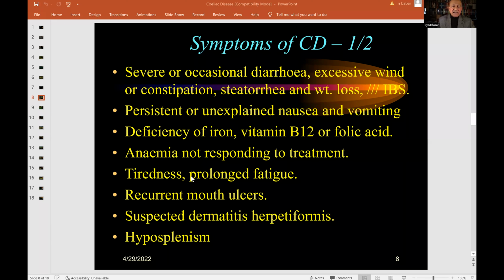There could be tiredness, prolonged fatigue due to the effects of celiac disease or due to deficiencies. There could be aphthous ulcers. There may be development of conditions similar to dermatitis herpetiformis. And there'd be features of hyposplenism, which means greater vulnerability in respect of infection.